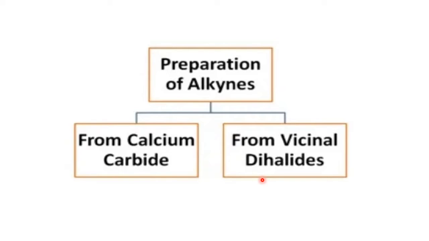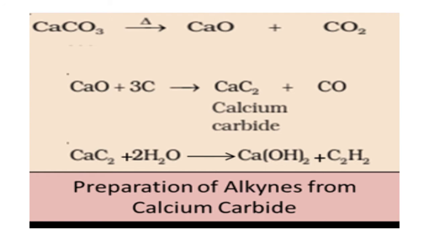Once again, I welcome you all for today's session on preparation, properties and uses of alkynes. Alkynes are prepared by two methods: from calcium carbide and from vicinal dihalide. Now, how is it prepared? This is calcium carbide. Okay, it is a highly unstable and reactive chemical. Just by reacting with water, immediately it converts into calcium hydroxide, and the remaining is what?